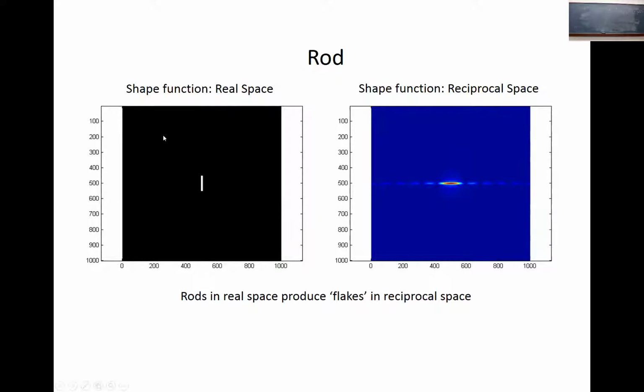Now I've got another example here. I've got a rod in real space, so it's long in one direction and short in the other. And what we get is something called flake-like in reciprocal space. The dimension that's long in real space becomes short in reciprocal space, and you still get these fringes sticking out. One thing to remember is that big objects or long dimensions in real space become short dimensions in reciprocal space, and the other way around.